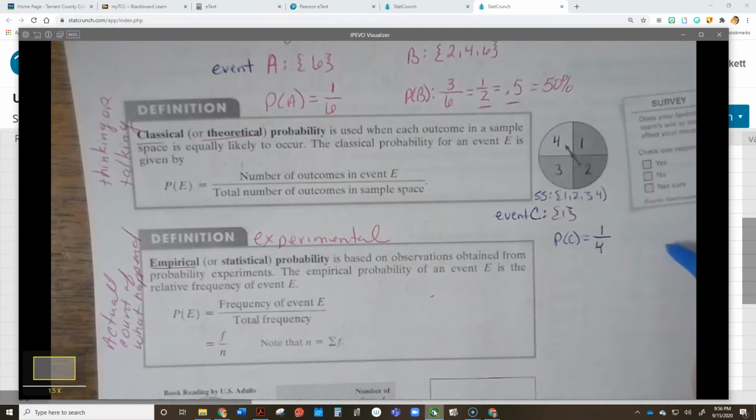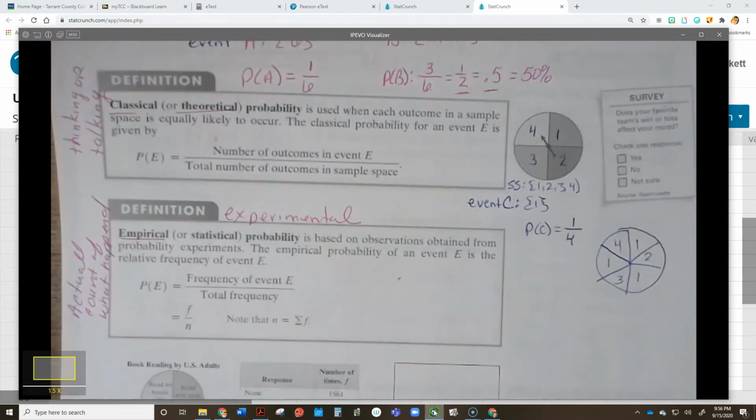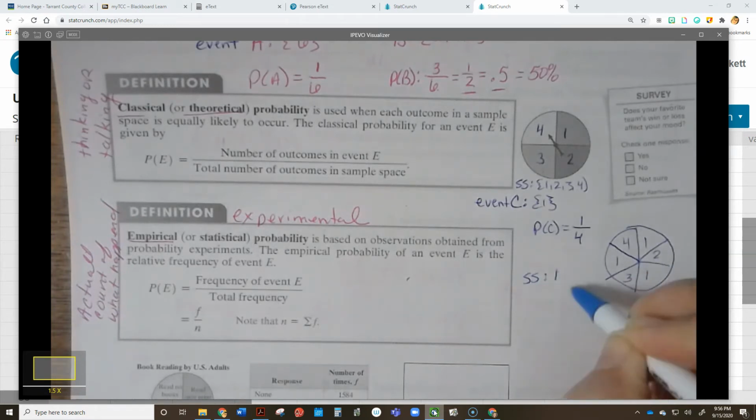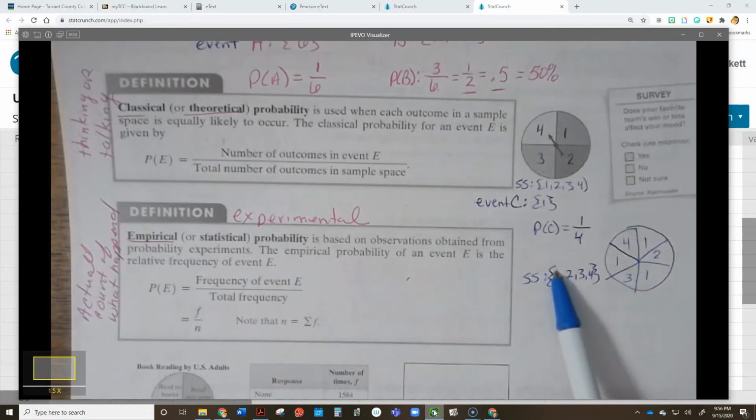If I had a different spinner, with 1, 2, 1, 3, 1, 4, okay, that's a different spinner. My sample space here is 1, 2, 3, and 4. There's my sample space. Notice I didn't count my ones twice. 1 is a thing that I could land on. It doesn't matter that I have 3 of them. 1 is in my sample space.